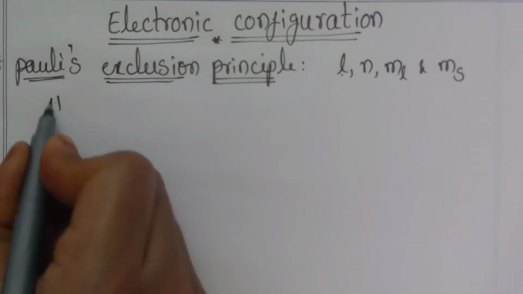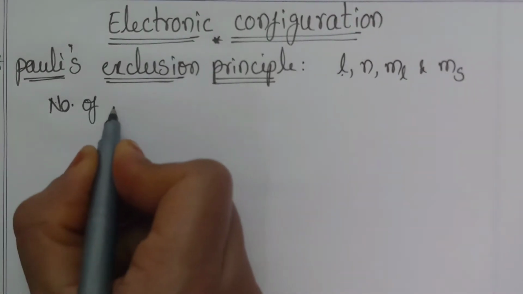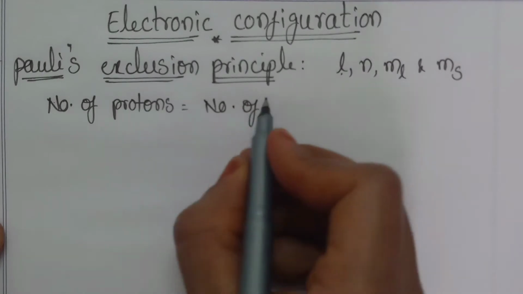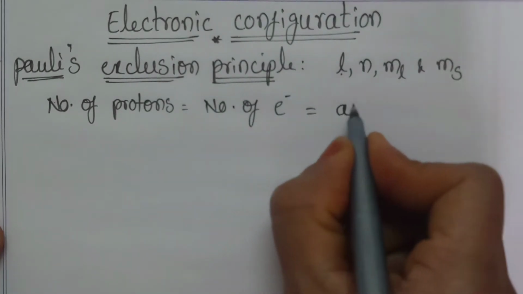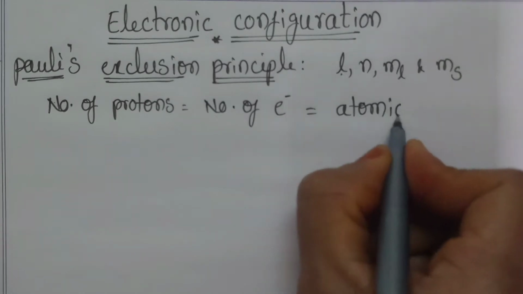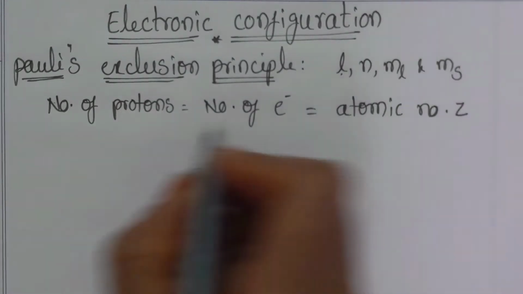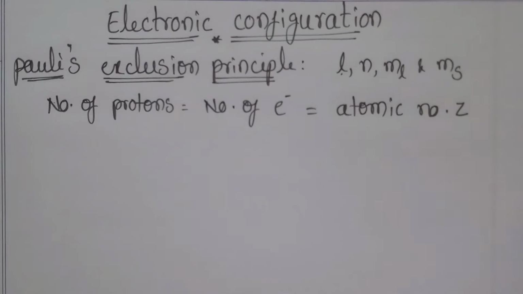For an atom to be electrically neutral, the number of protons in an atom must be equal to the number of electrons. This denotes the atomic number of the atom. That means the atomic number Z is the number of electrons revolving around the nucleus.